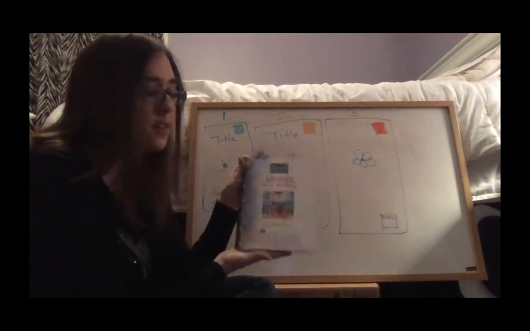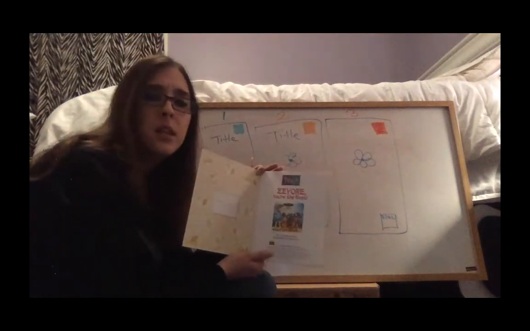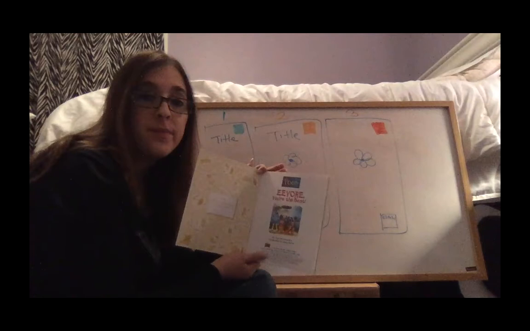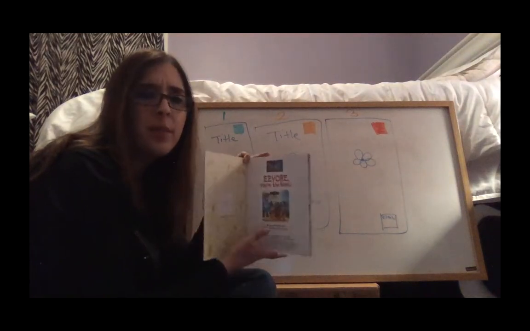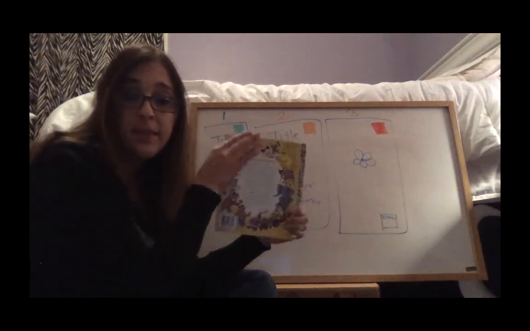Now, what are we missing? We found the front cover and the title page. What are we missing? What's next? What ends the book? The back cover. Which one did you label red, group 2? This is where they put their red sticky.